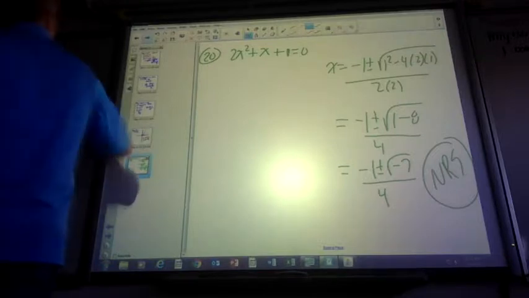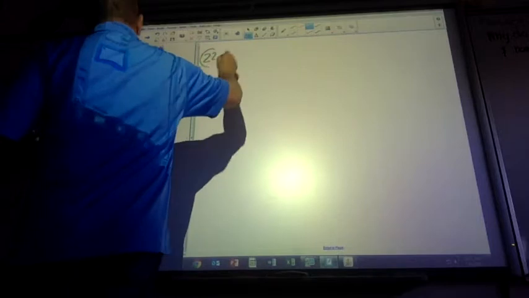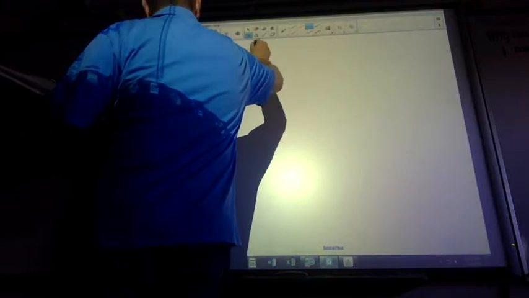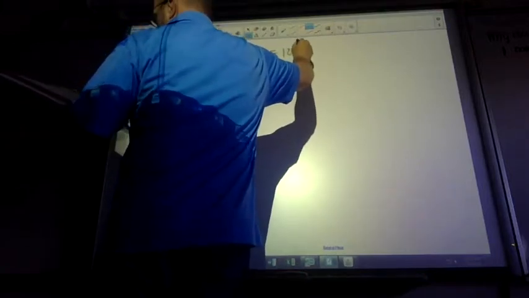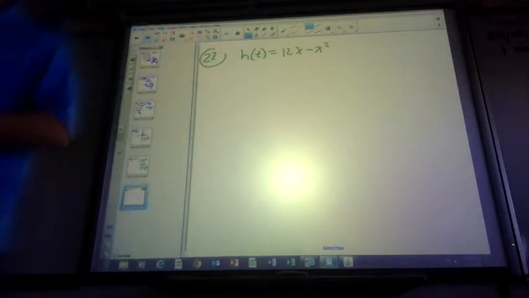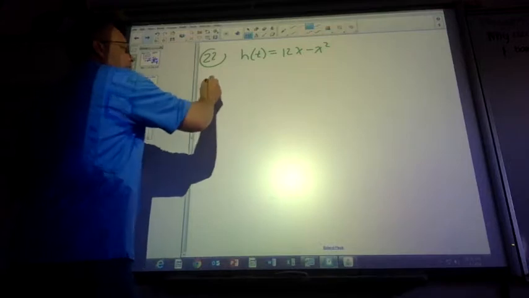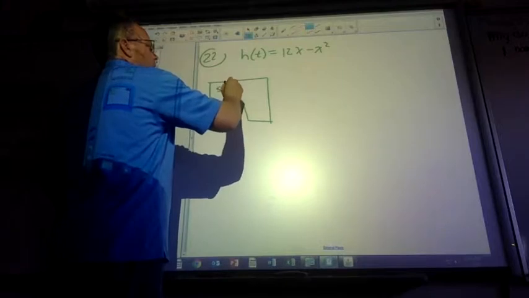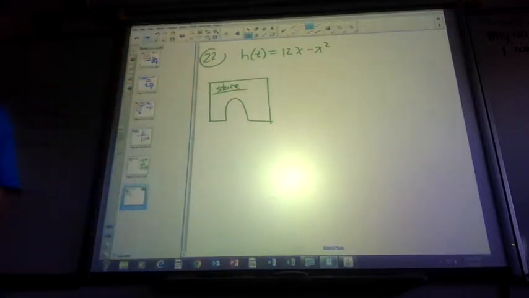The last one I want to look at is number 22. So number 22, it says that you have this equation. They're calling it h at t equals 12x minus x squared. So this is an upside down parabola. So it says the front of this store has an arch that's a parabola. Should the parabola with our equation open down? Yeah, because the negative x squared says it's opening down.